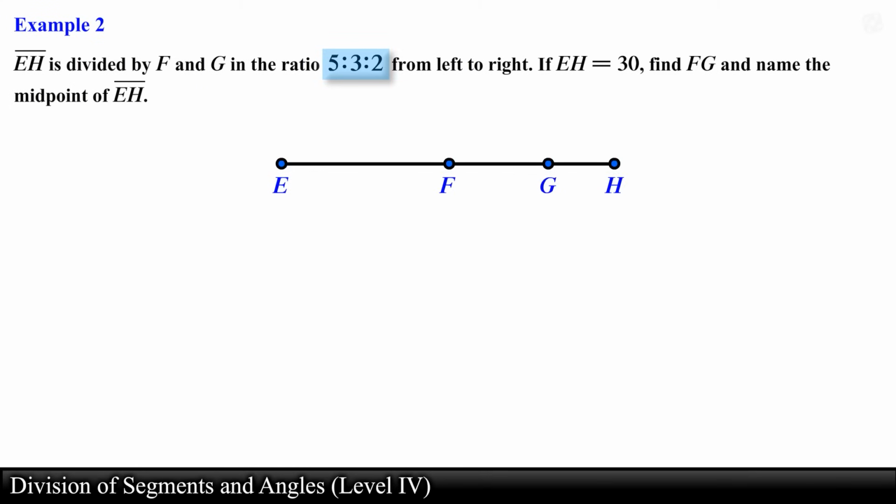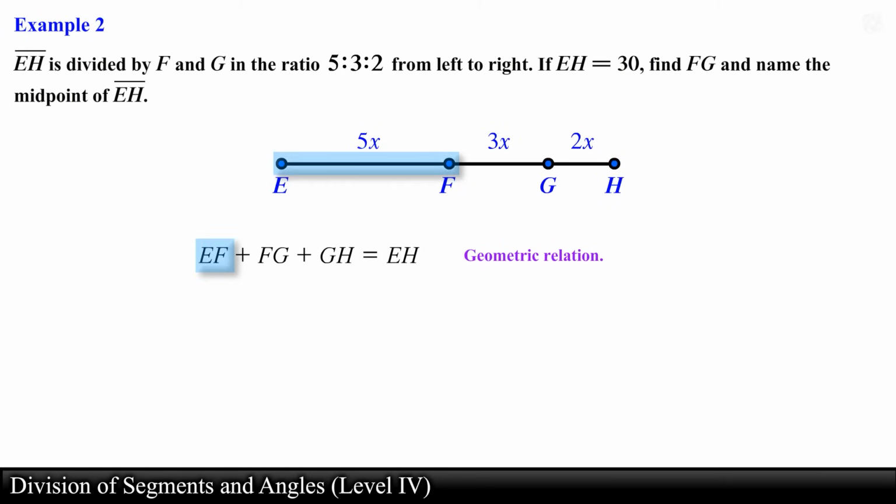Since we do not know the actual length of each of the segments, we are going to use a variable and let the length of segment EF be equal to 5x, the length of segment FG equal to 3x, and the length of segment GH equal to 2x. This way, the algebraic expressions are consistent with the ratios given to us. Next, we notice that points E, F, G, and H are collinear. This means that the length of segment EF plus the length of segment FG plus the length of segment GH will be equal to the length of segment EH.